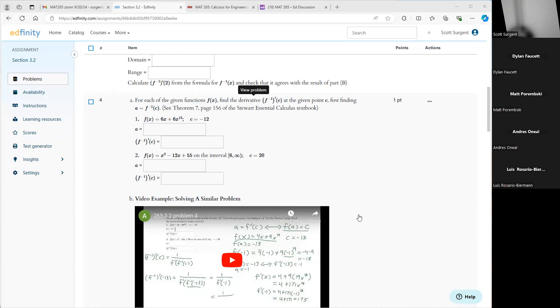So let's take a look at this crazy first one. Let me copy it down. It's f of x equals 6x plus 6x to the 15. C in this case is negative 12. We want to find what a is, and then we want to find what the inverse derivative is at c.